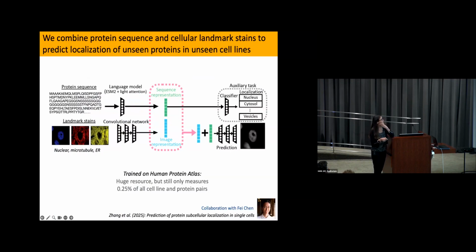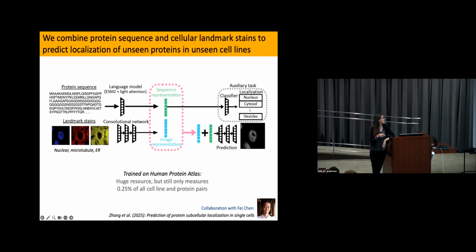Now, the Human Protein Atlas is an amazing resource, but it only measures 0.25% of all possible cell line and protein pairs. We want to make the claim that from these landmark stains, this is enough to get a very clear understanding of the state of a cell, so that we can even predict where different proteins are localized. We need to be able to generalize to all unseen cell lines, cell types, cellular states, and unseen proteins.